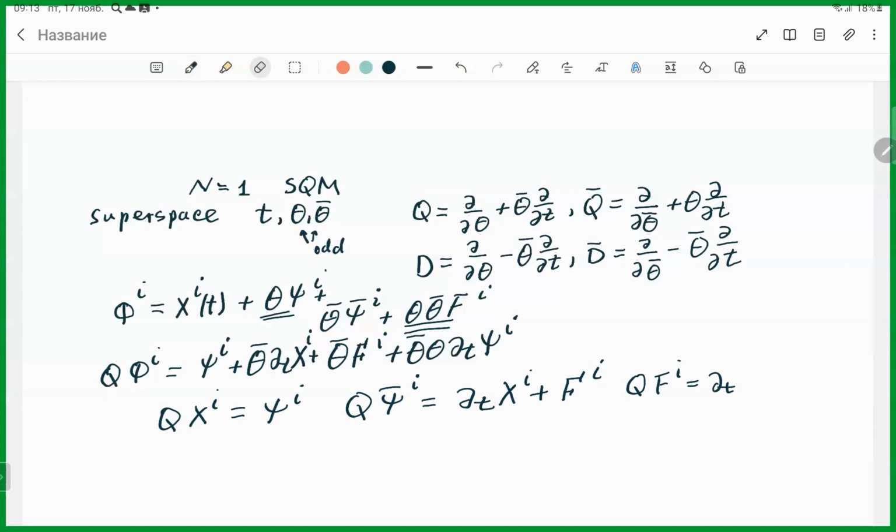So let me try to explain how I am doing this. I am applying differential Q to the superfield, and I see what happens with components. So Q applied to phi I. You see, I just applied Q to the field in the formula 1. And what have I seen? I have seen that as a result, I have the formula 2 if I have not done any mistake. So what does it mean? It means that components transform correspondingly.